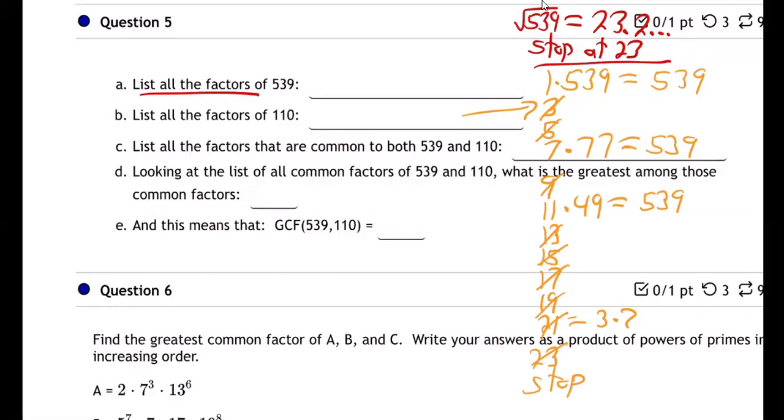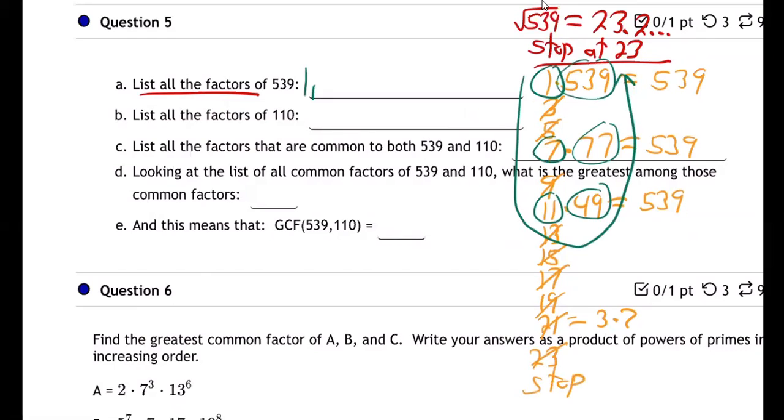Okay, so what are all the ones? It was 1, 7, 11. That's as far as we go. Remember, you go down and then you come back up like a U shape. 49, 77, 539. So 1, 7, 11, 49, 77, 539. Yeah, good. So you write down all those numbers. Those are all the factors of 539. Those are all the numbers that divide evenly into 539. We found all the factors.